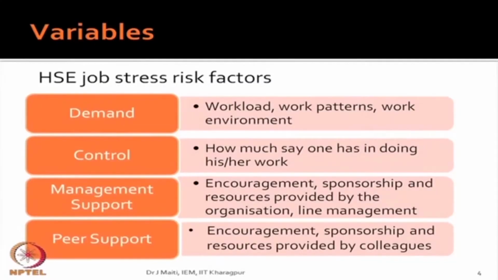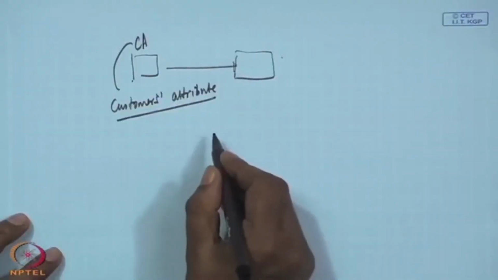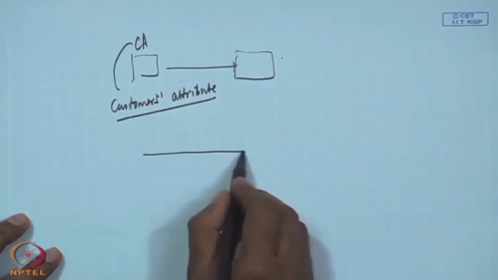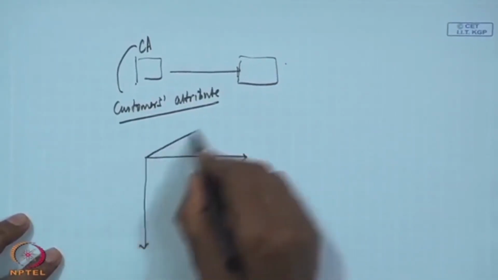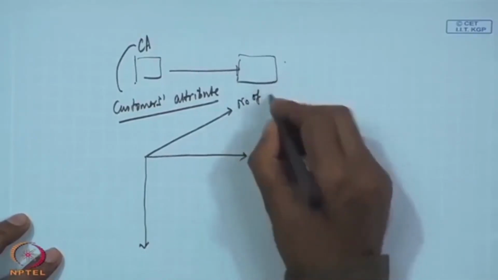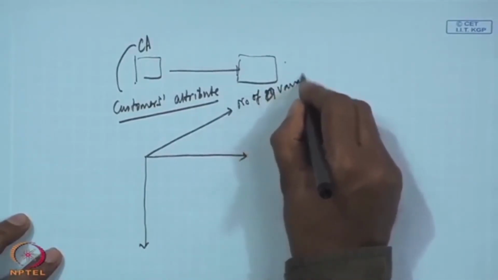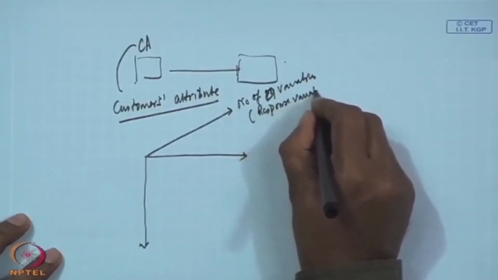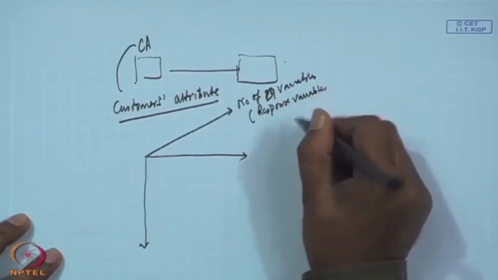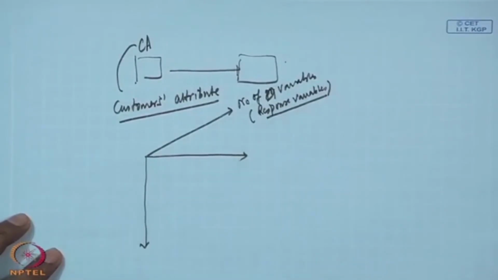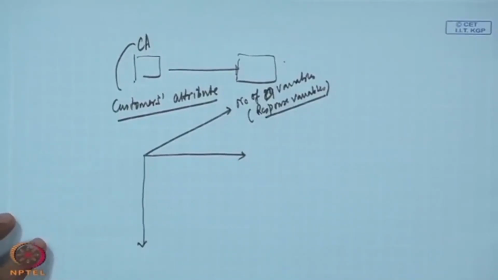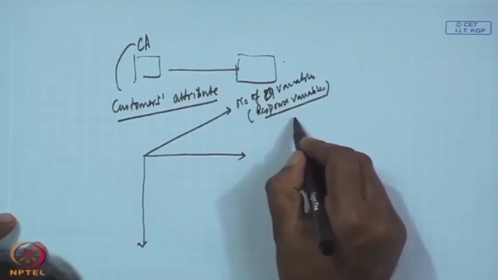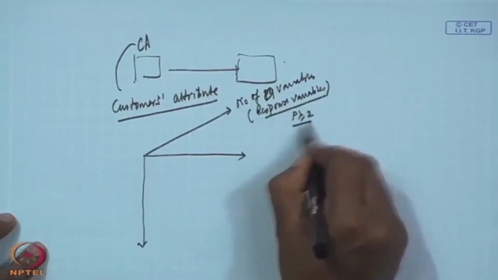So, we have considered HSE job stress risk factors. What do you require to do? You must have response variables. In MANOVA, you have seen that the number of variables is one of the dimensions here. So, these variables we are saying are response variables. Response variables can be two or more, in this case MANOVA.